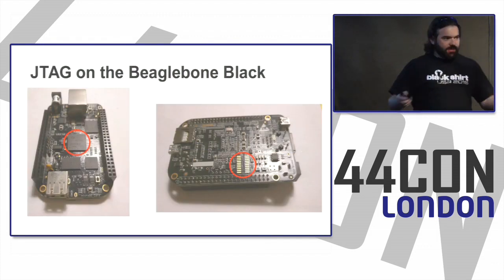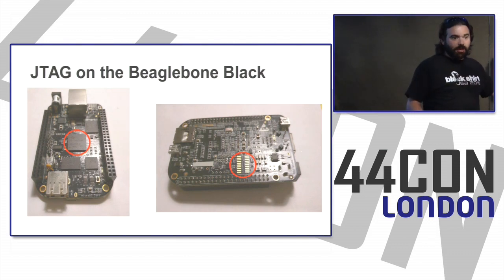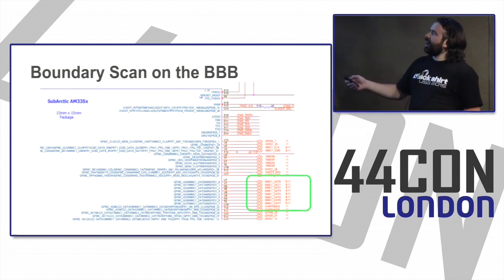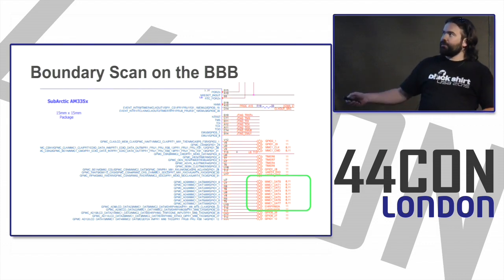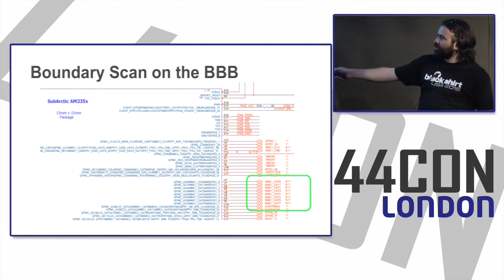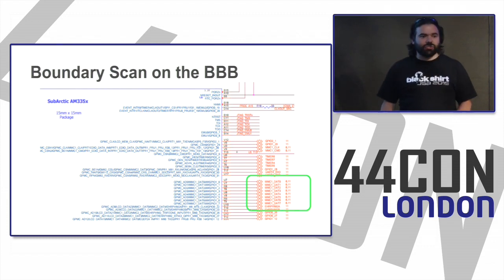So JTAG, as we said before, it has a whole bunch of things. This has an ARM core, so you could go debug this ARM core according to the ARM specification. But what we're interested in right now is boundary scan. So if we look at the CPU package, the Sitara AM335x chip, and we look at the schematic, we see somewhere over here, these pins on the chip are mapped to the MMC pins, so the eMMC controller.